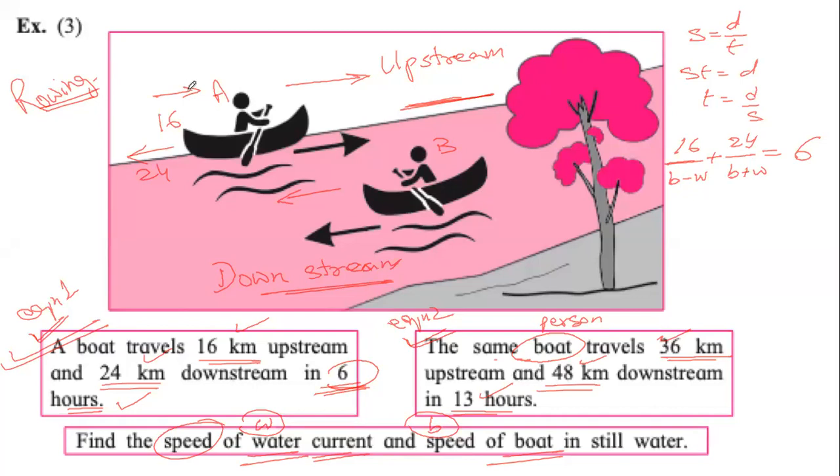I'll say it again. We know the total time taken. And that total time taken is time taken for downstream rowing and time taken for upstream rowing. When we are rowing downstream, the speed of the boat increases by the speed of the water current. When we are rowing upstream, the speed of the boat decreases by the speed of the water current. B minus W and B plus W. Need confirmations. If you have any questions, ask.